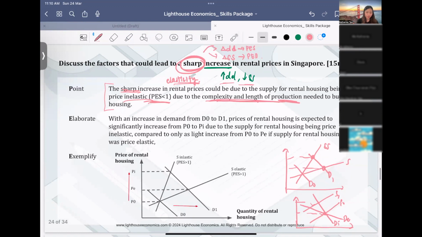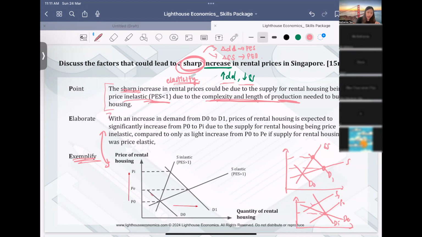Then you elaborate. With an increase in demand from D0 to D1, remember, because I chose exemplify, I chose diagrams, so your elaboration must tie in very closely to your diagram. Remember in L3, they say that when you use diagrams for depth of explanation, there's a component that says something like your diagrams are fully explained.